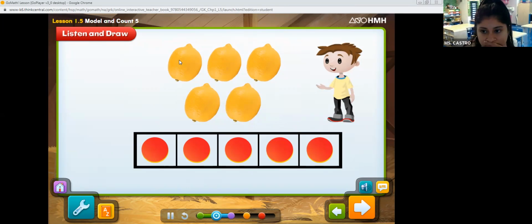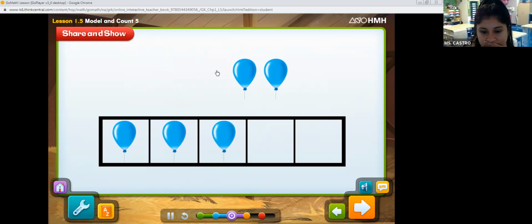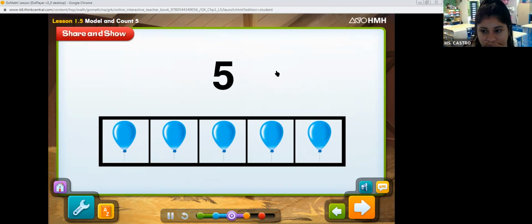When a 5 frame is full, it means you have a group of 5. Let's practice counting with a 5 frame. Click each balloon to count it. 1, 2, 3, 4, 5. Good job! How many balloons did you count? You filled the 5 frame with 5 balloons.